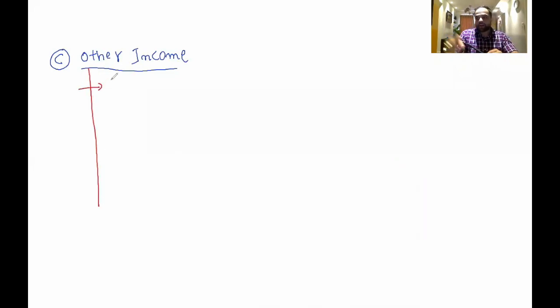It's other income. So we have a list of some other kinds of income that we have to add, right? Other income, you can also call it non-exempt income. All right, so this kind of other income we have to add in our turnover.